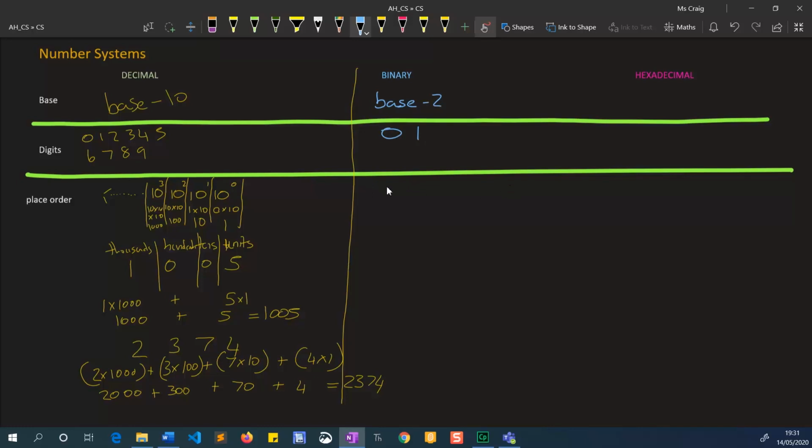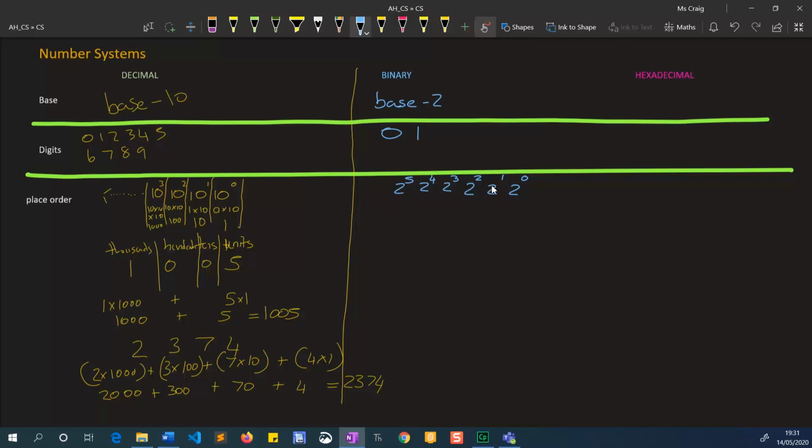So let's have a look at the placeholder for binary. So it's not base 10, it's base 2, so it's 2 to the power 0, 2 to the power 1, 2 to the power 2, 2 to the power 3, 2 to the power 4, let's do another one, 2 to the power 5. So you can see as the number moves to the left, the size gets bigger.